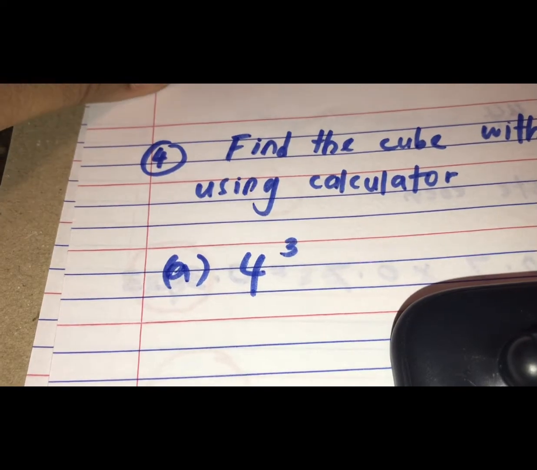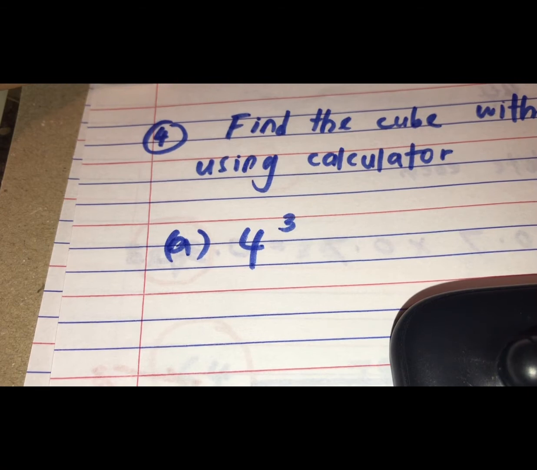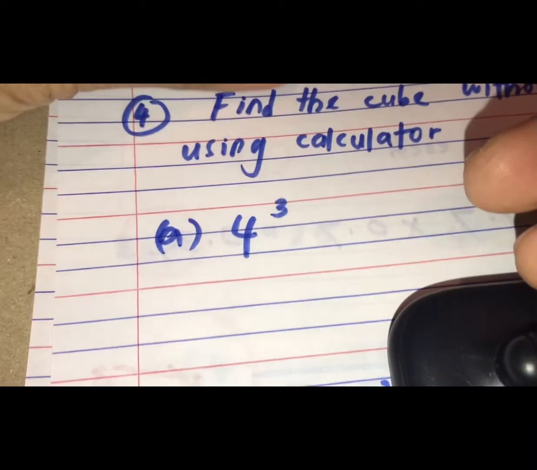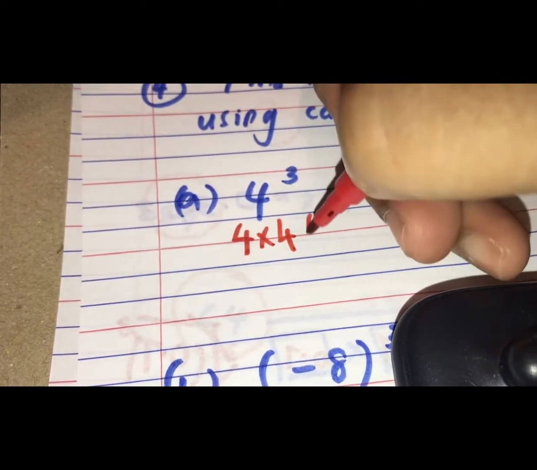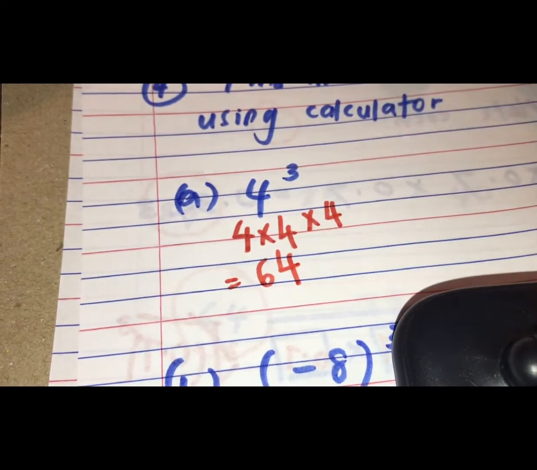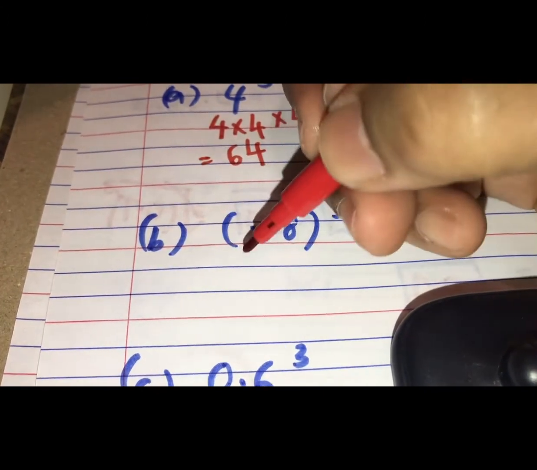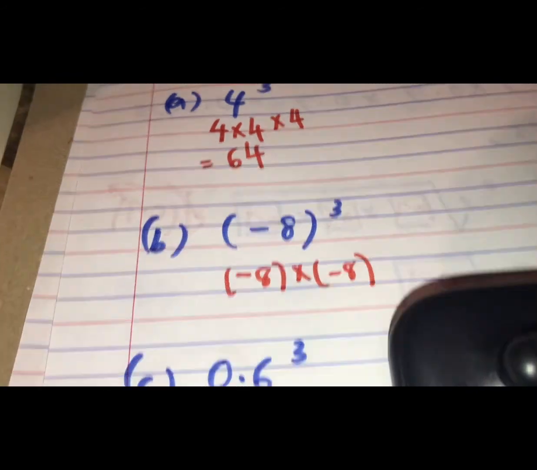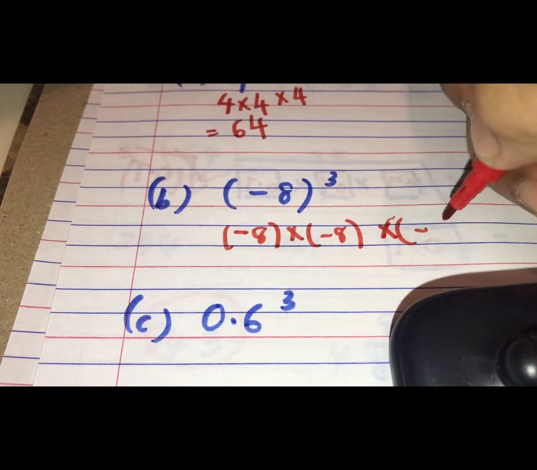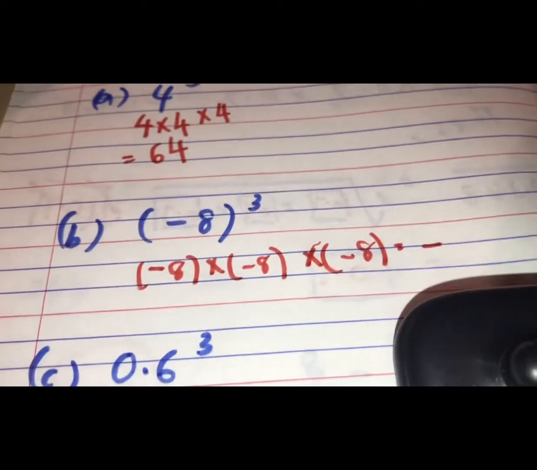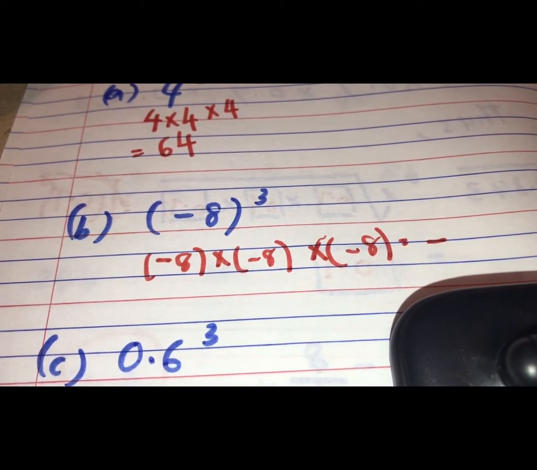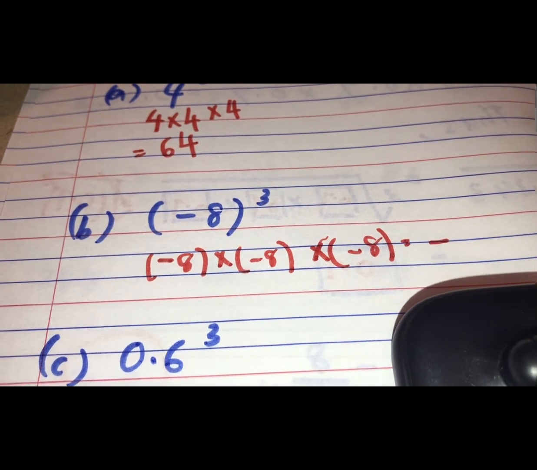Next, question 4. Find the cube value of the following without using a calculator. Without using a calculator means you already memorized the perfect cubes, so it is easy to write the answer. Then you have to show your working. 4 cube means 4 times 4 times 4, you get 64. Then -8 also. When -8 times -8, you get positive 64. And then positive times negative, you will get a negative value. When you cube a negative value, you will get a negative answer. So negative 8 times negative 8 times negative 8, you will get negative 512.